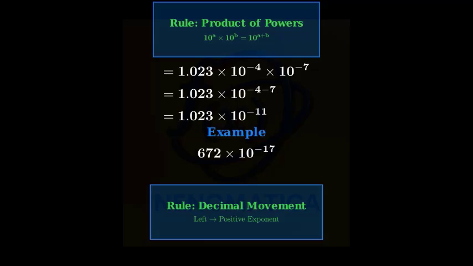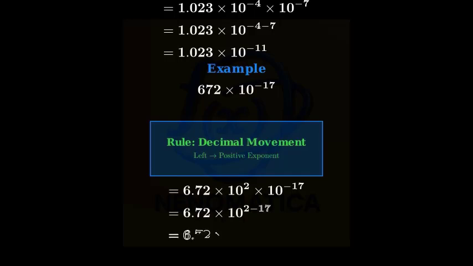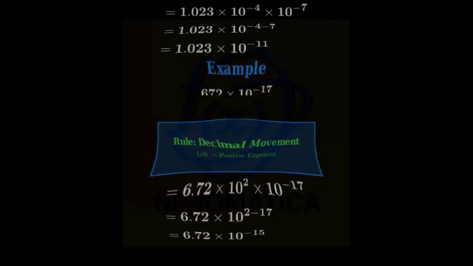Now, we need to combine this with 10 to the power of negative 17 by adding the exponents. So we have 6.72 times 10 to the power of 2 times 10 to the power of negative 17. Adding the exponents, we get 6.72 times 10 to the power of negative 15.